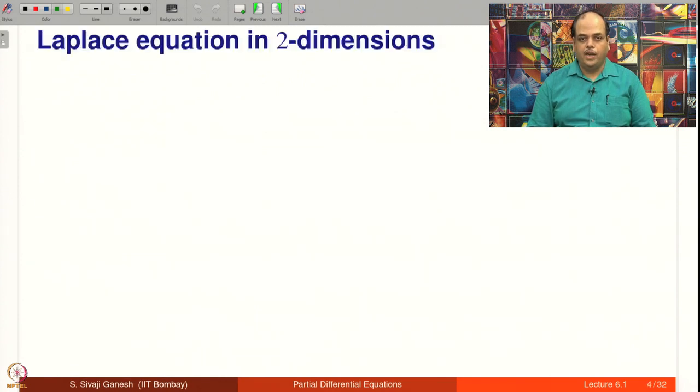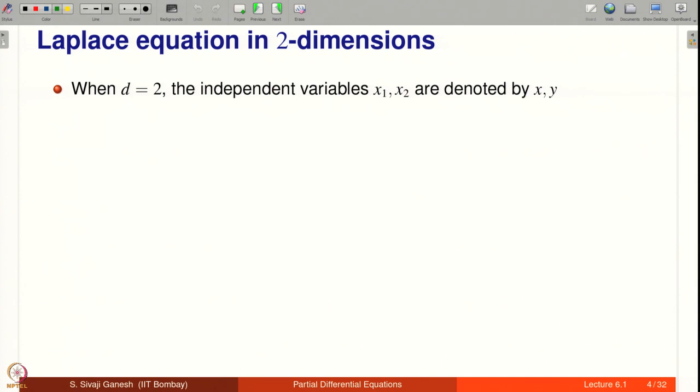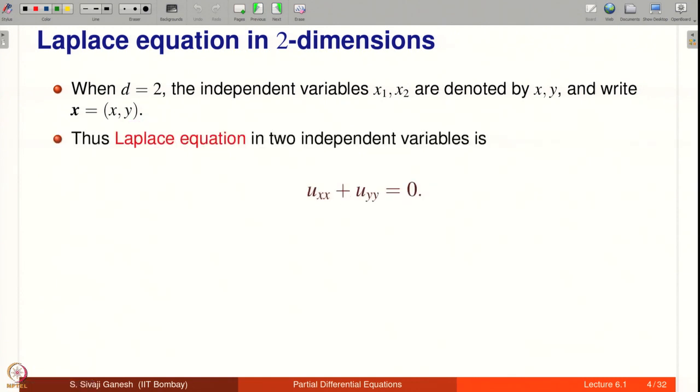Laplace equation in two dimensions, we are going to deal with in some of the lectures which come later on. When d equal to 2, the independent variables x1, x2 are denoted by x, y, that is a standard practice. And we write boldface x sometimes, that denotes the tuple (x, y) in R2. Thus, Laplace equation in two independent variables is nothing but u_xx plus u_yy equal to 0.